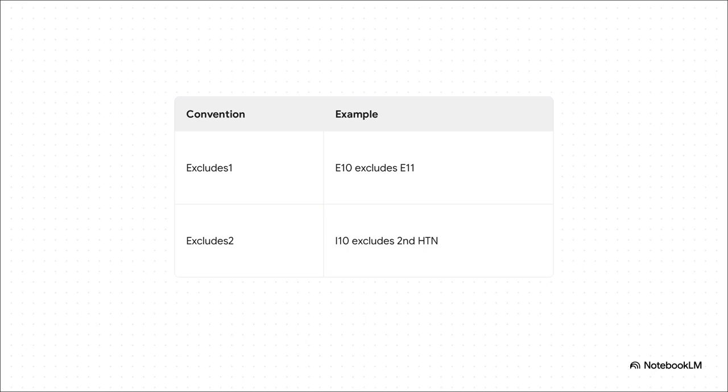To put this into practice, let's think about diabetes. Under excludes 1, a patient cannot have type 1 and type 2 diabetes simultaneously. Code E10 completely excludes E11. It just makes clinical sense.